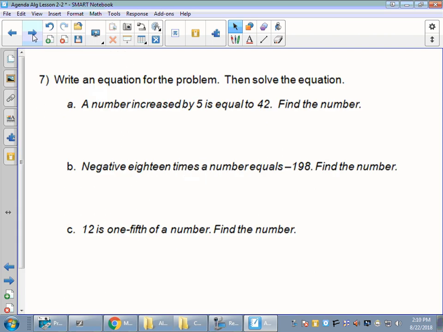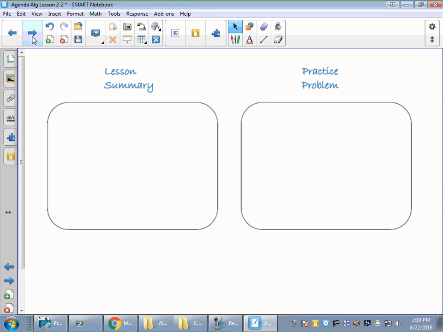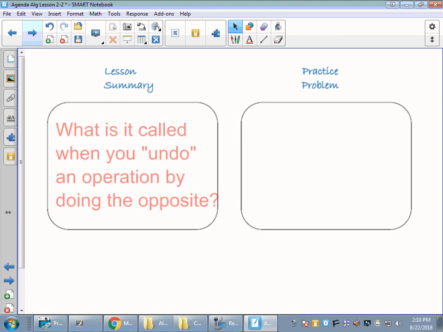Okay, next, I think we've done these before, or we did them earlier today, so we can skip those, and that pretty much does it. So the lesson summary here is, what is it called when you undo an operation by doing the opposite? What is that called? We've used that phrase a handful of times.